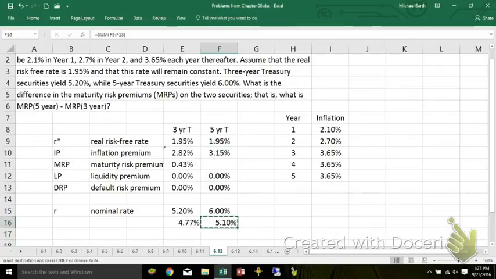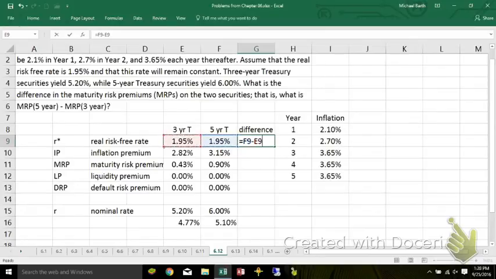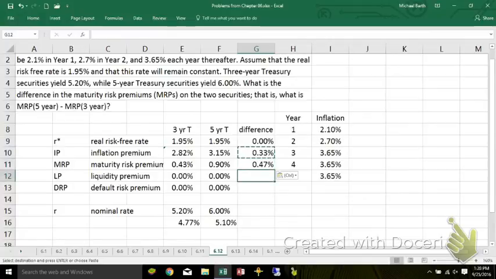This comes to 5.1%. So this minus this tells me the maturity risk premium is 0.9. And then we're looking at the difference in the two. And again, the difference in the real risk-free rate is 0. We see that there's a 0.33% difference in inflation, a 47 basis point difference in maturity risk.